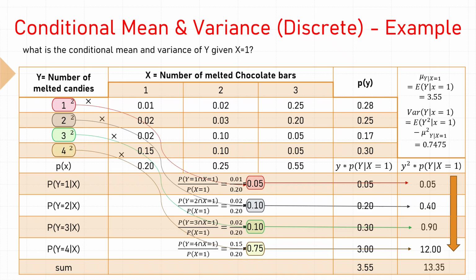Now, we can easily find the conditional variance as the difference between the conditional expectation of y squared and the square of the conditional mean, which is 0.7475. Thank you for listening to this short lecture on conditional aspects of joint probability distributions.